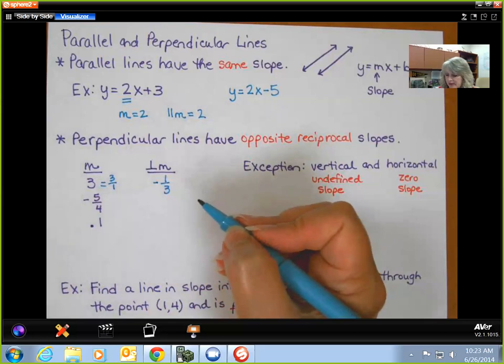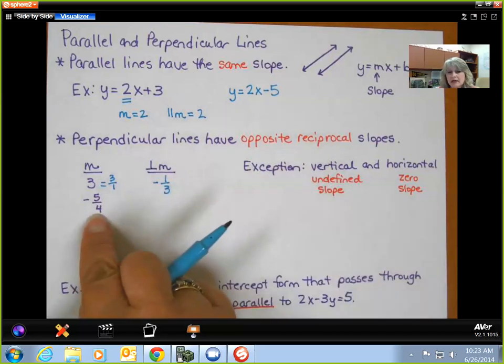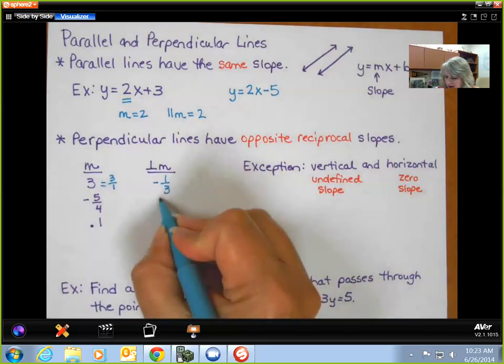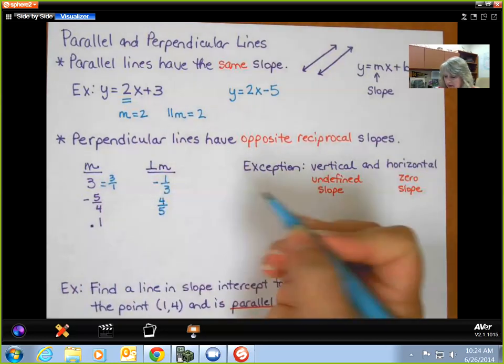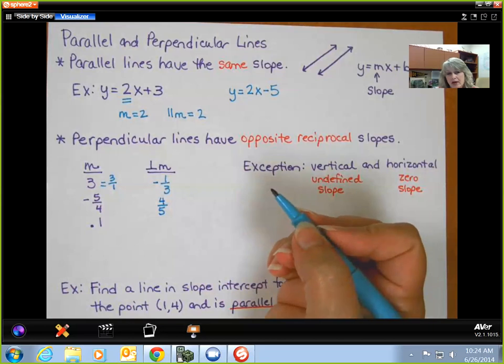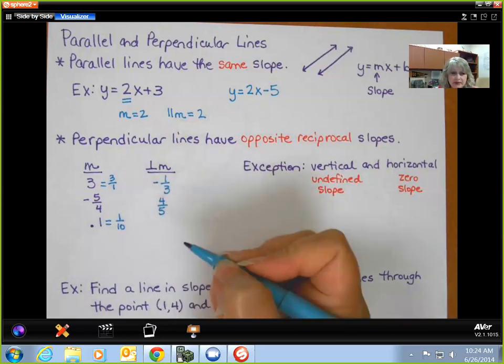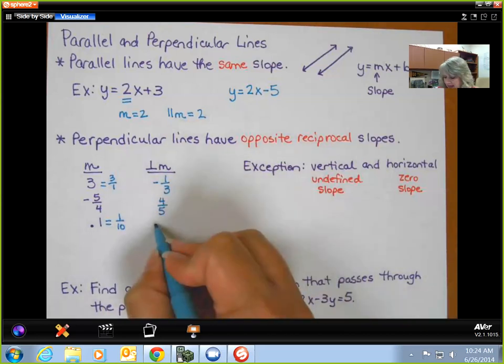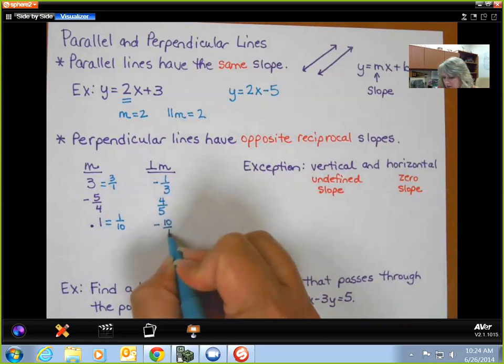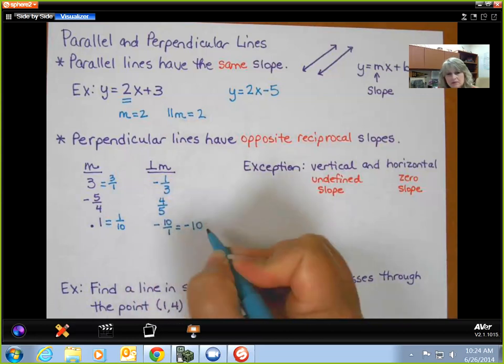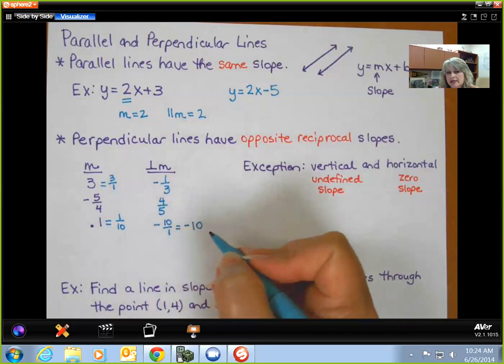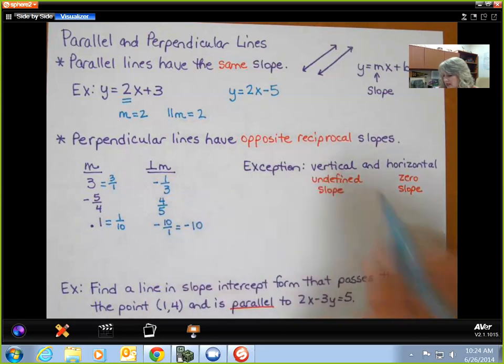Okay, if we have a slope of negative 5/4, again, you're going to flip the fraction and change the sign so it becomes a positive 4/5. Now, 0.1, that can be thought of as 1/10, which is a fraction. So if we flip it and change the sign, we get negative 10 over 1, which we could just write as negative 10.